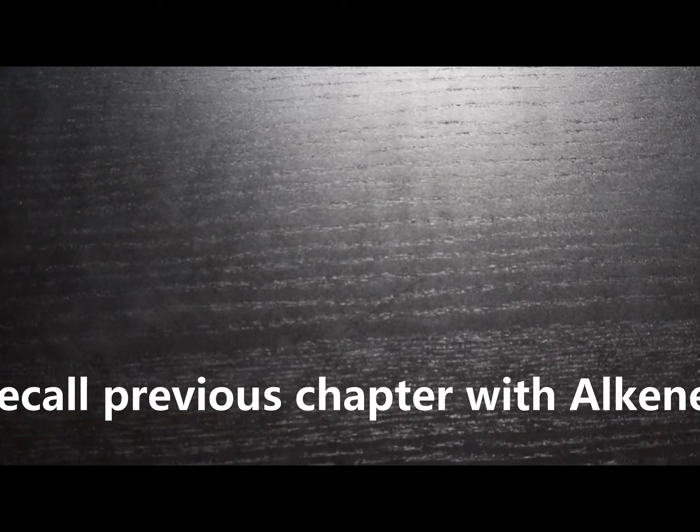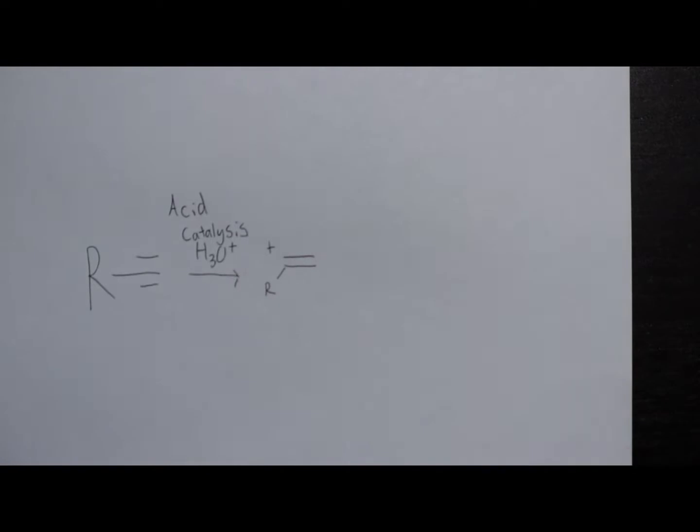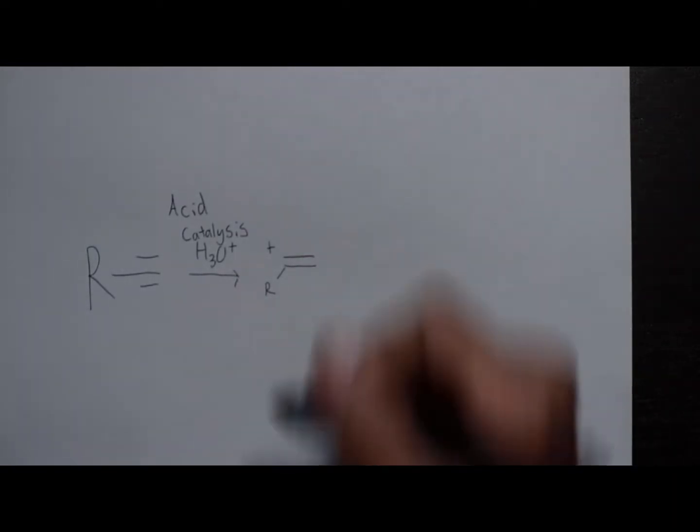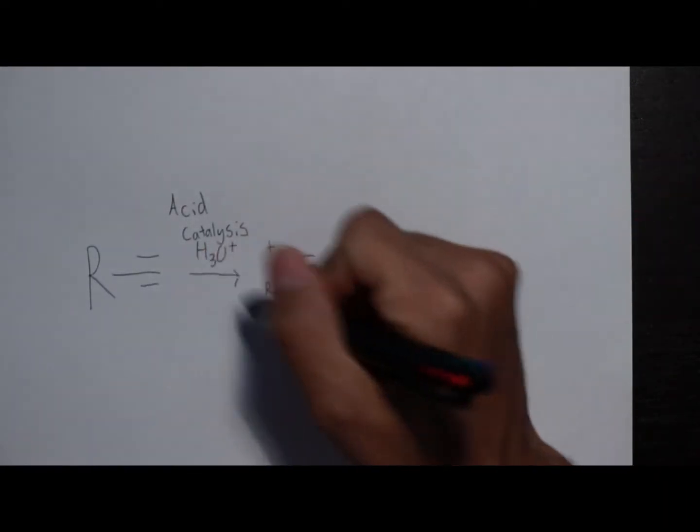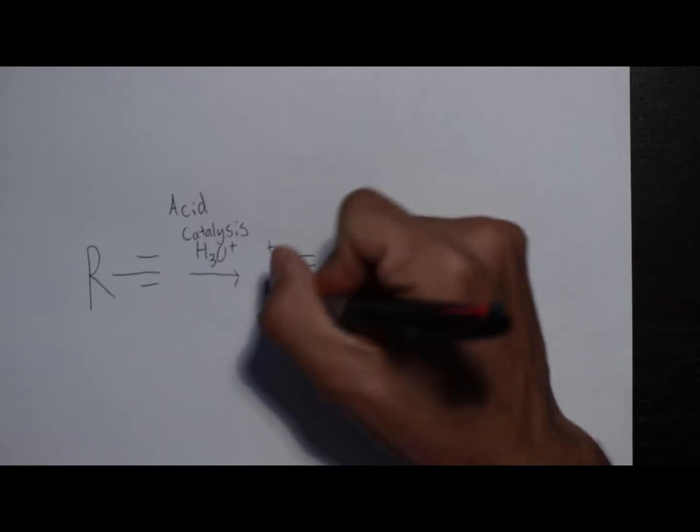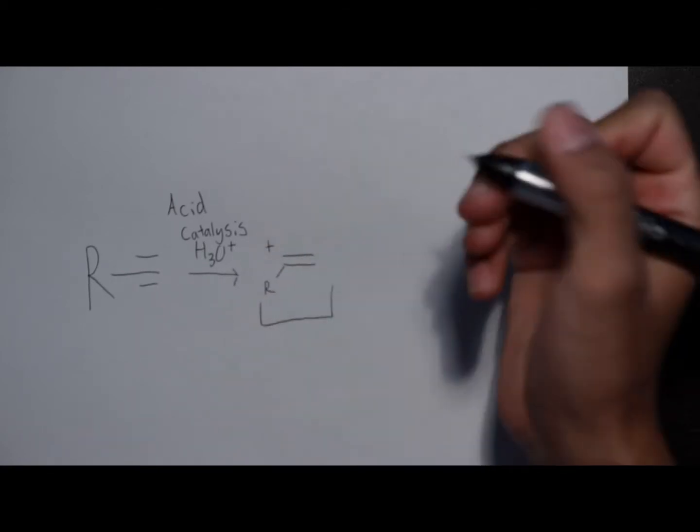Hi, in this video we'll be going over the hydration of alkenes, presented in section 9.7. We viewed hydration of alkenes in a previous chapter through the process of acid catalysis. If we perform the acid catalysis on an alkene, the expected product would be a carbocation. As shown, during acid catalysis, the reaction with H3O+ forms a carbocation.